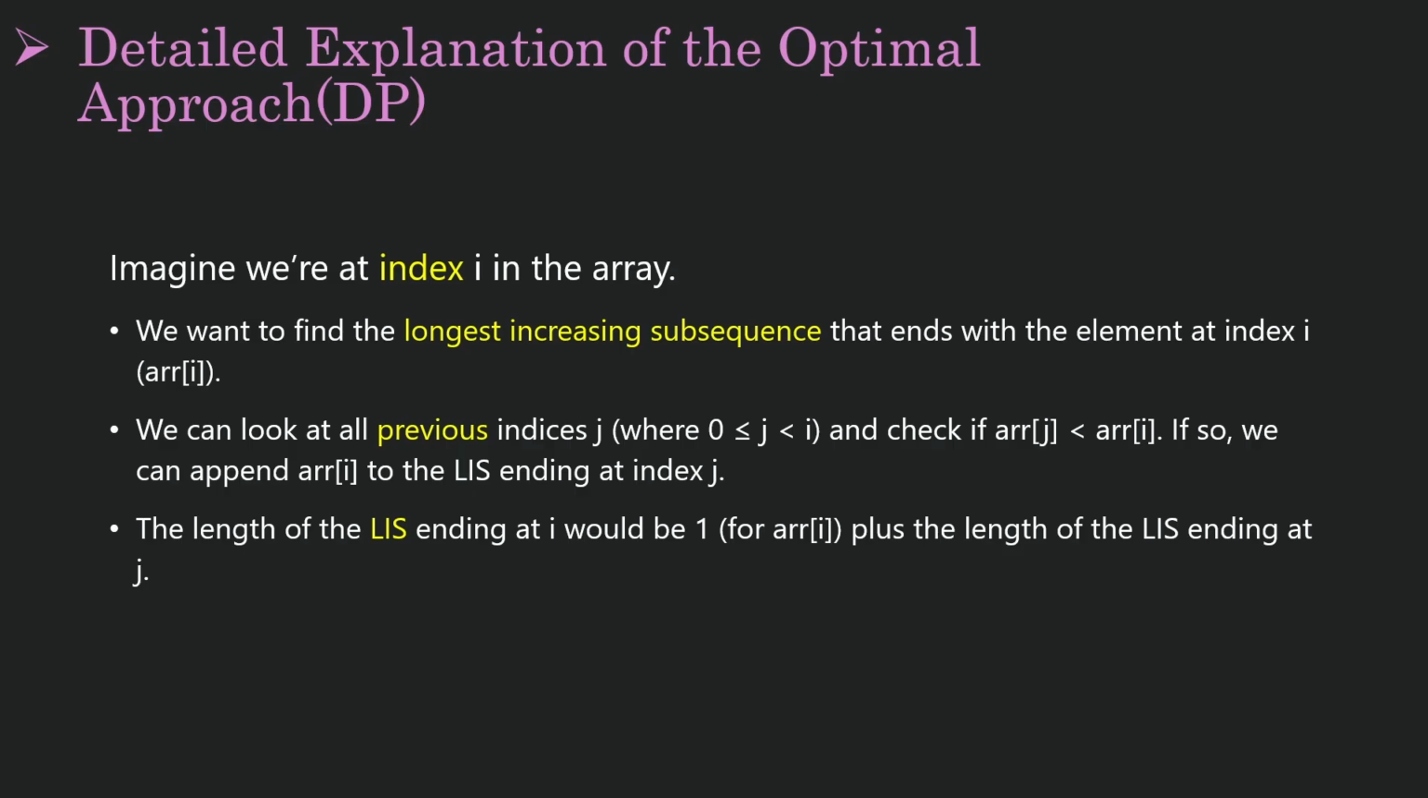Let's build intuition for the optimal DP approach. The key insight is that the LIS problem has optimal substructure and overlapping subproblems, making it a perfect fit for understanding dynamic programming concepts. Imagine we're at index I in the array. We want to find the longest increasing subsequence that ends with the element at index I, array at I. To do this, we can look at all previous indices j, where 0 is less than or equal to j, which is less than I, and check if array at j is less than array at I. If so, we can append array at I to the LIS ending at index j. The length of the LIS ending at I would be 1 for array at I, plus the length of the LIS ending at j.